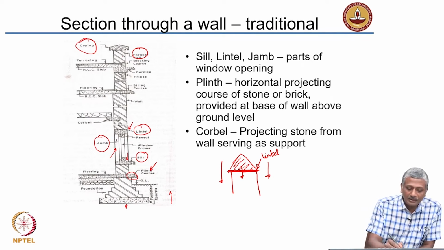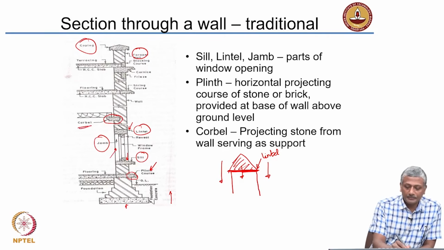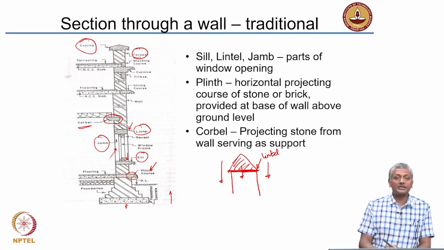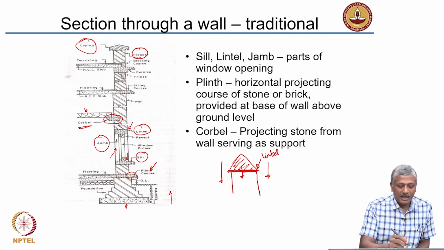In fact, on the interior there's also a projecting stone coming out of the wall that's called a corbel. It's a projecting stone that serves as a support. For instance, this corbel is actually having this wooden beam resting on top of it.